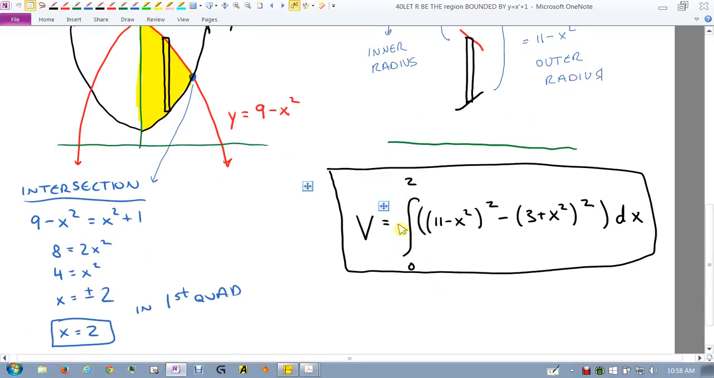I forgot my pi. I went real quick through this. Pi, and then the outer radius squared minus the inner radius squared. That's all I wanted was the setup.